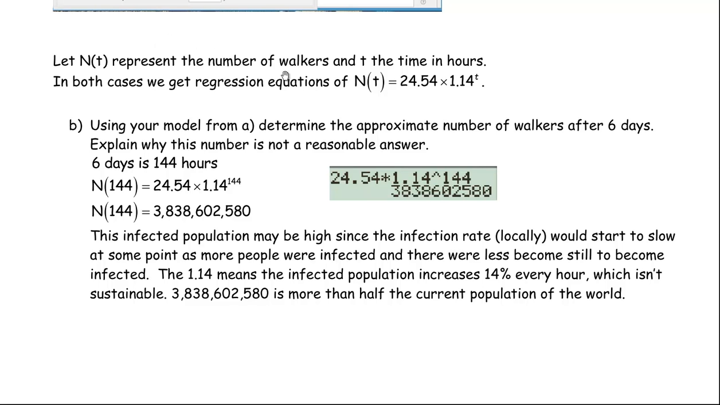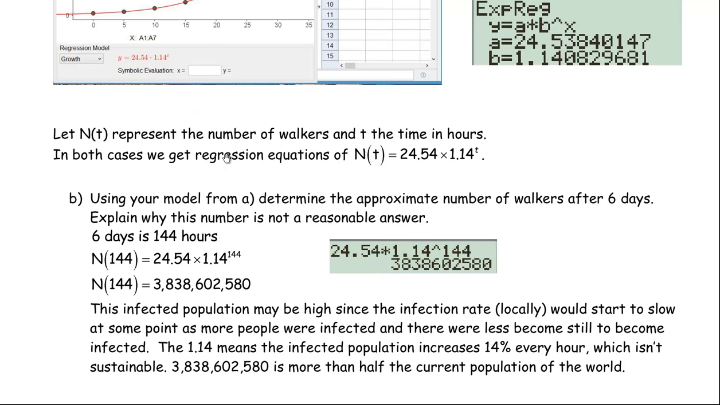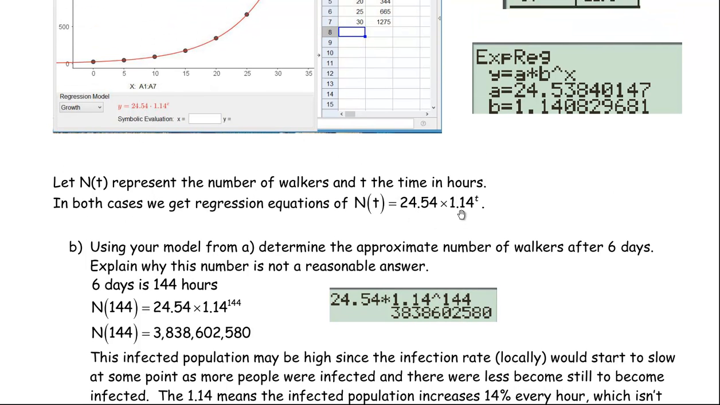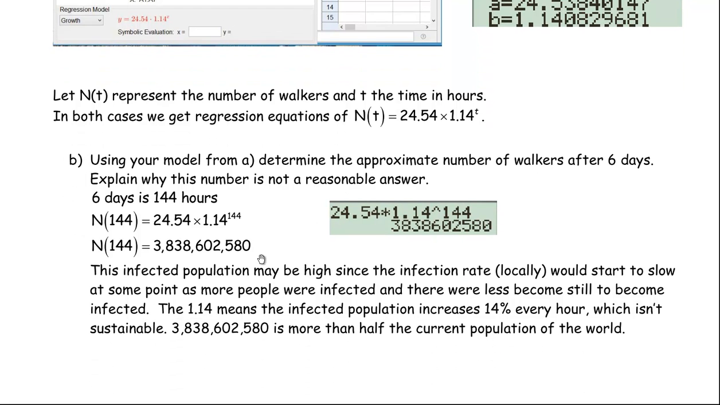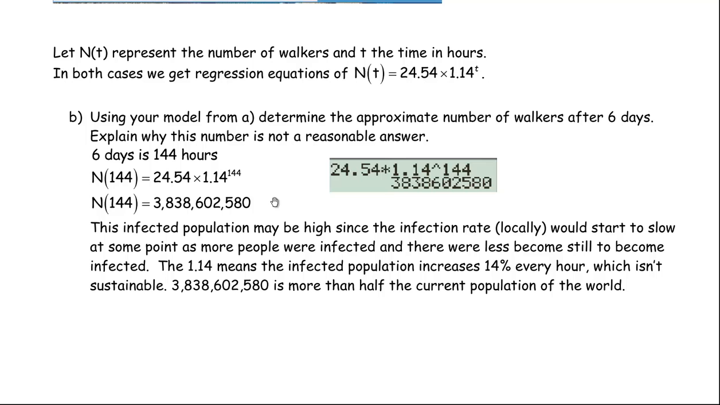In my equation, just to write it out, I'm going to let n of t be the number of walkers, infected ones, at t hours. So the regression equation would be n of t equals 24.54 times 1.14 to the power of time. And it says in B, you're asked, using your model from A, determine the approximate number of walkers after 6 days. And then explain why this is not a reasonable answer.